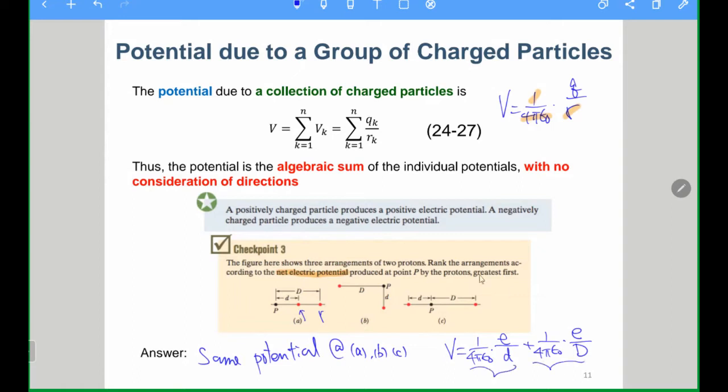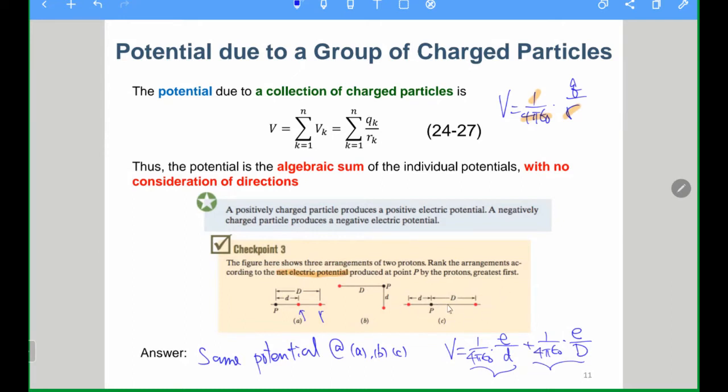So this one corresponds to this one, and then this one corresponds to this one for part A, and then this one corresponds to this one, and then this one corresponds to this one, and similar for this one. We don't care about the direction because they are scalars. So we just add them together. They have no way to cancel in this case.